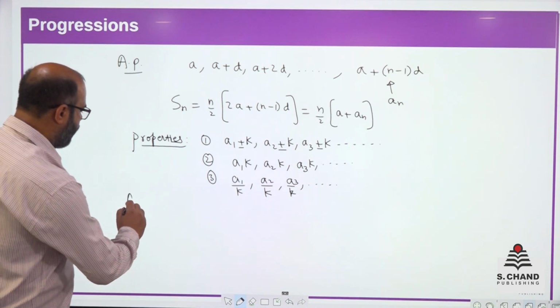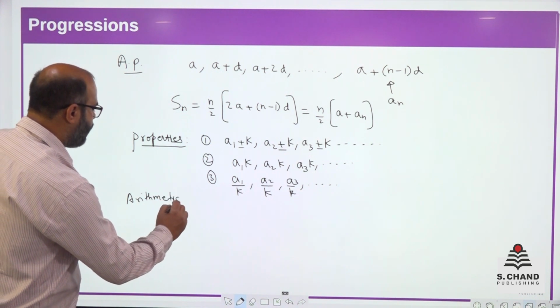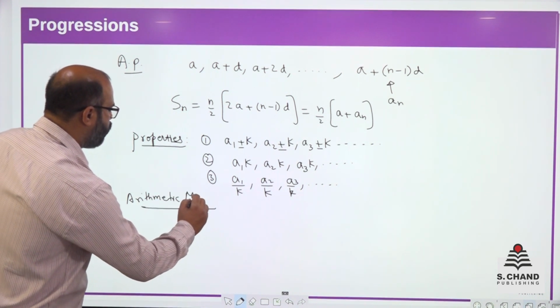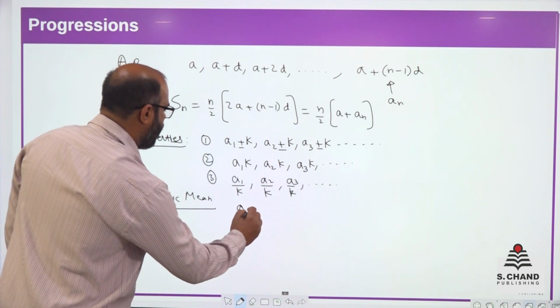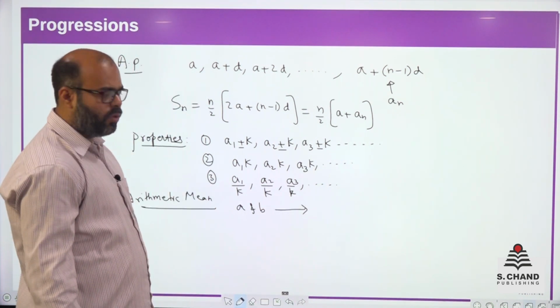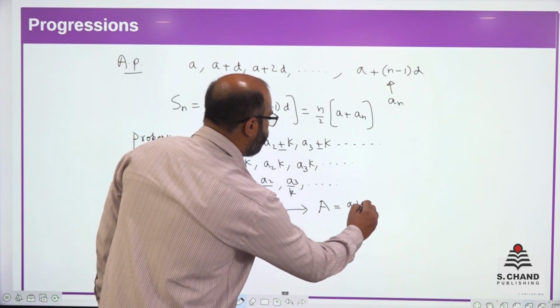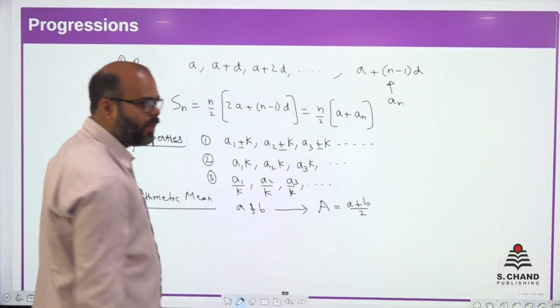Now there are means of AP, the arithmetic mean. What is an arithmetic mean? If you take two terms A and B and you talk about their arithmetic mean, which is generally denoted by capital A, it is (A plus B) upon 2. This is the arithmetic mean.